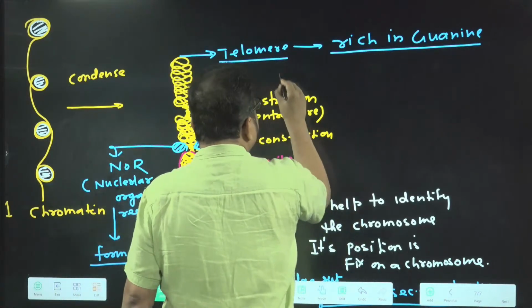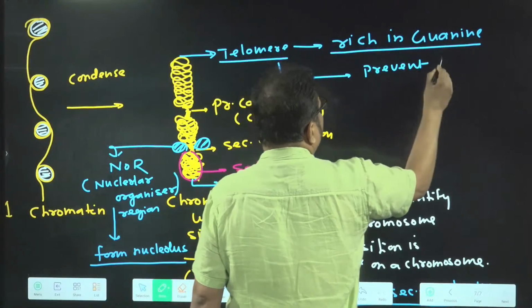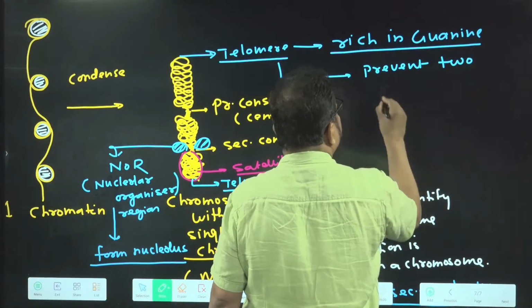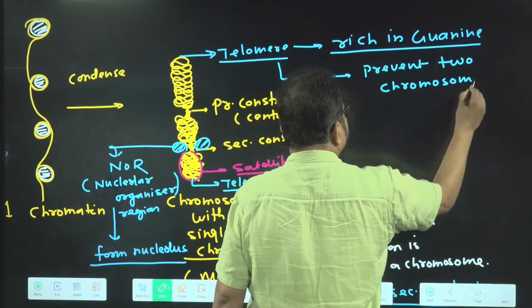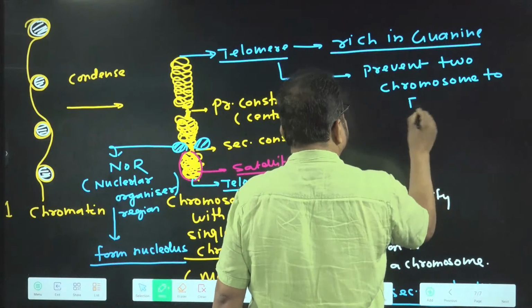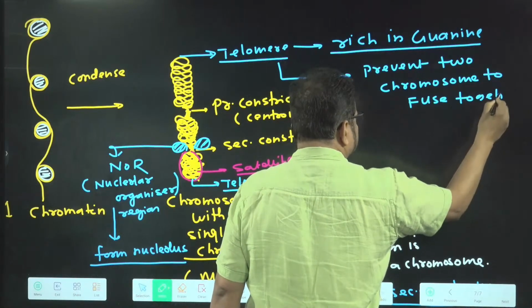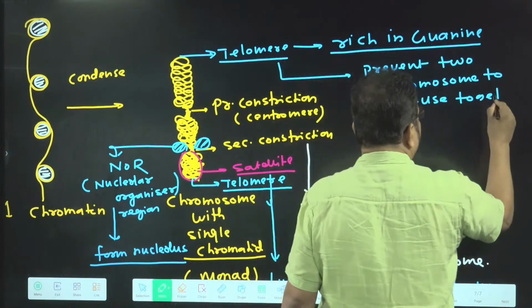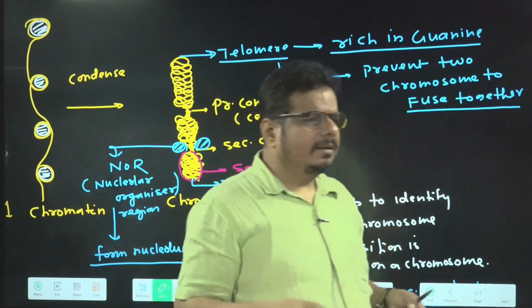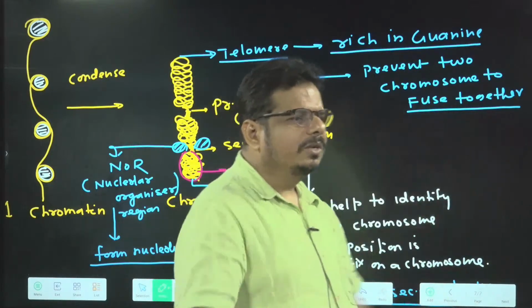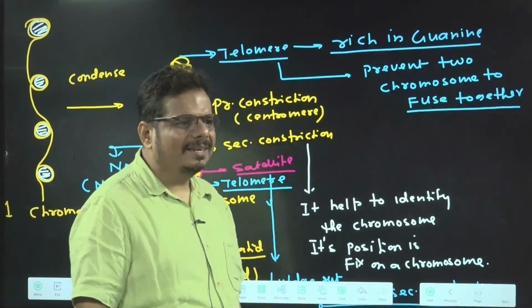And telomere also plays a role. It prevents two chromosomes from fusing together. If you cut the telomere, two chromosomes will fuse. Mutation occurs, chromosomal aberration occurs. You got the idea, understand the idea?